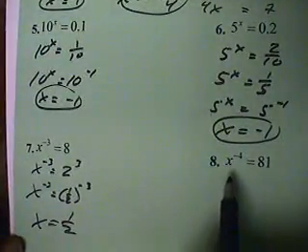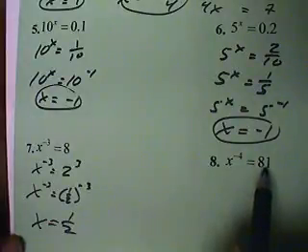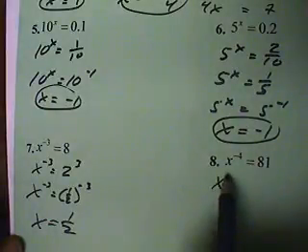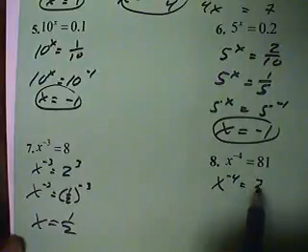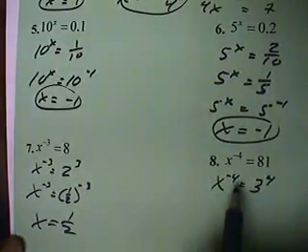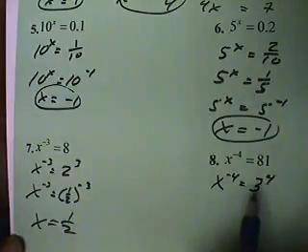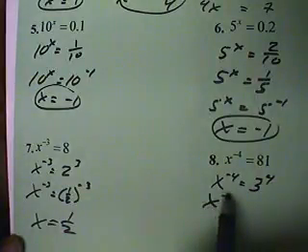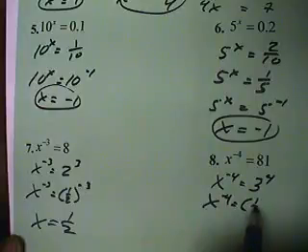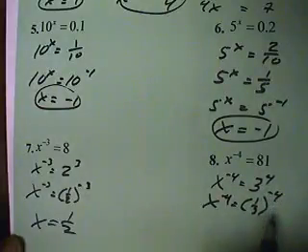Okay, same thing here. 81. I'll convert 81 into 3 to the 4th power. And we have a negative 4 as a power, and a positive 4 here. I want this to be a negative 4, so I'll take the reciprocal of the base. So we'll get a 1/3 here and a negative 4.